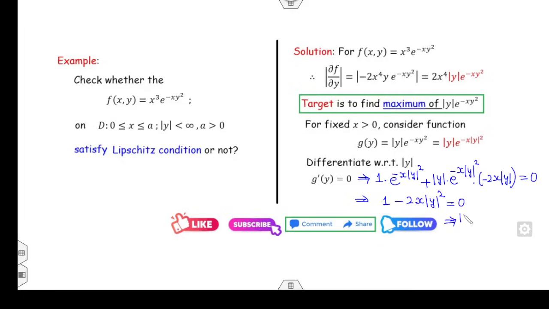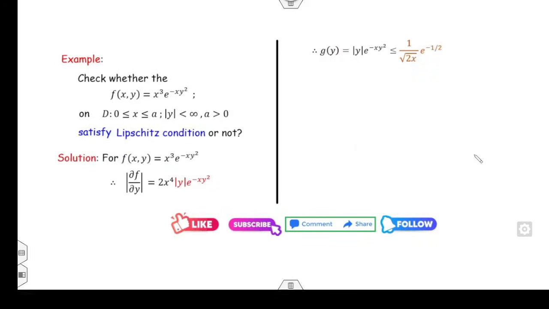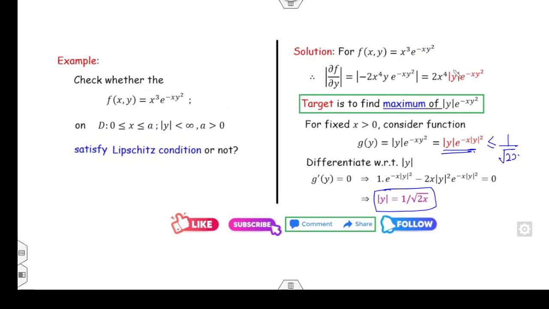Can you find the value of mod of y? Mod y will be 1 over under root 2x. Fine. Now for the maximum case, I can substitute the value of y in g of y. So your g of y will be less than or equal to 1 over root 2x, e raised to power minus y square. Y square will be 1 over 2x, and x will be cancelled out.